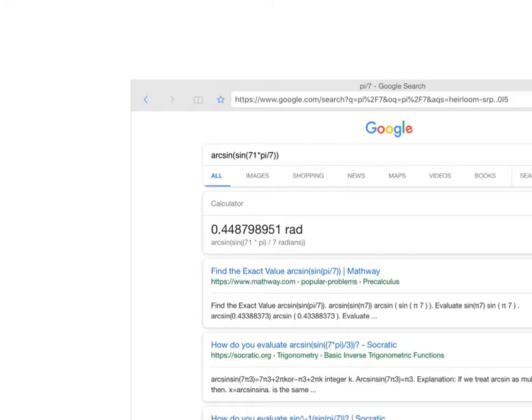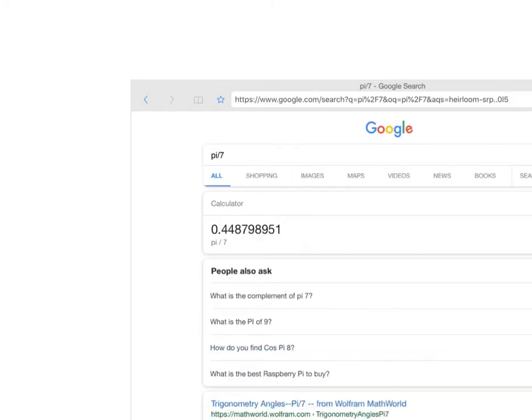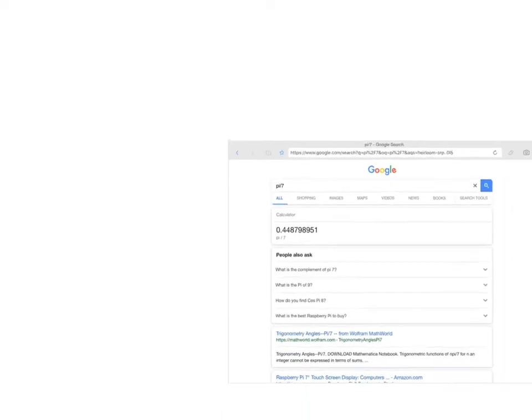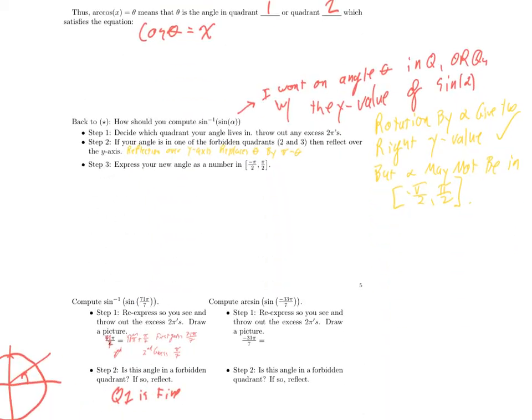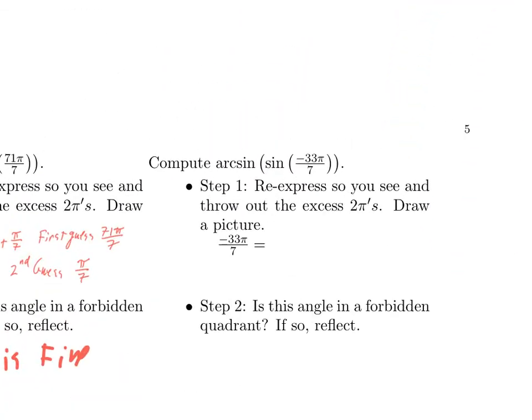That's the same decimal approximation. Good. So I believe that they are actually equal. Let's go back to the task at hand and do another computation, by hand again. Let's try to compute the inverse sine of the sine of 33 pi over 7.